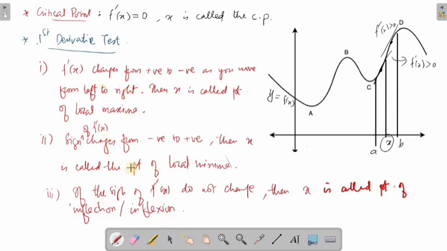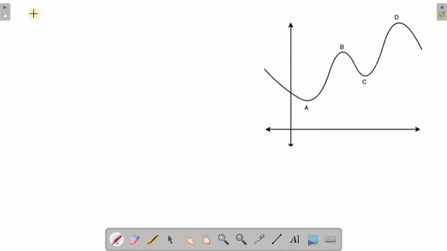So this is the first test for checking whether the function has a maximum or minimum. But this process is quite lengthy, so we have one more simple process, and we call that the second derivative test. We'll learn about that, but if you want to make a note of it, you can make a note quickly. Right, so let's see the second derivative test, my second method for finding the maximum and minimum of a function.